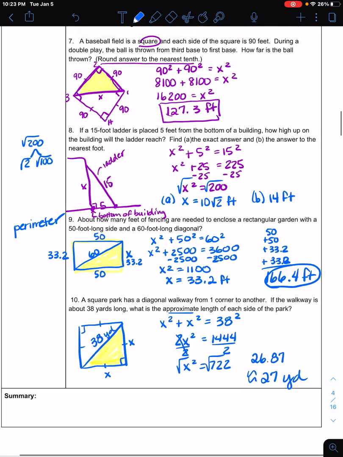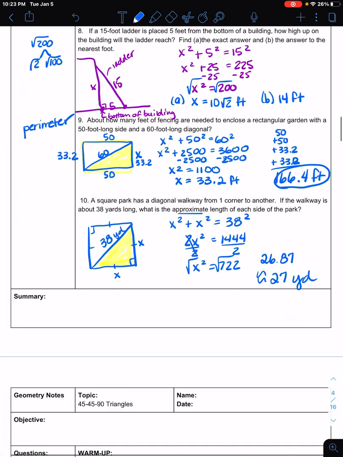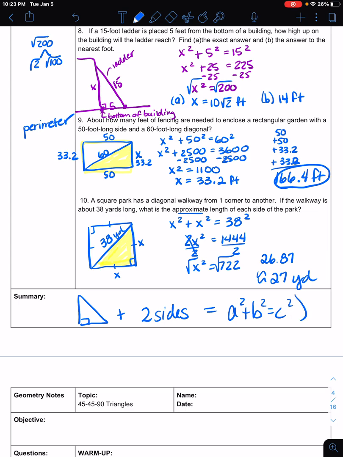Okay, so when you have a right triangle and you have two sides, okay, so that's important. When you have a right triangle and you're given two sides, that means you're going to use Pythagorean theorem. Okay, a right triangle and two sides. When you're looking for the third side, that means you're going to use Pythagorean theorem.